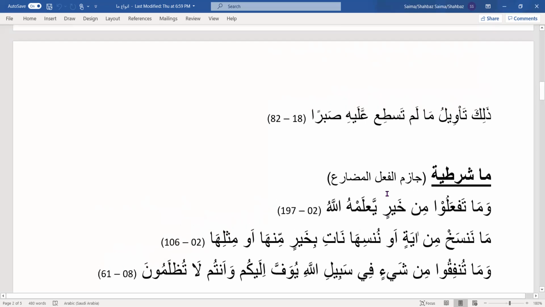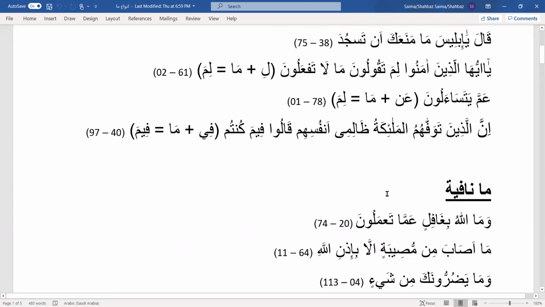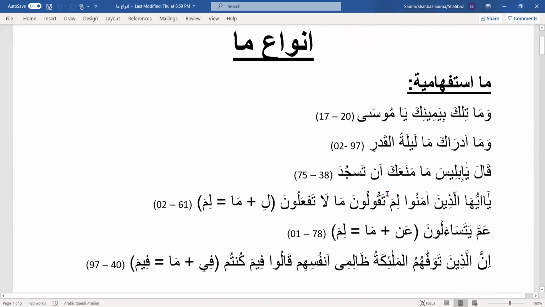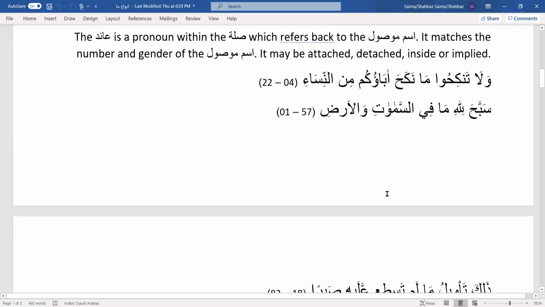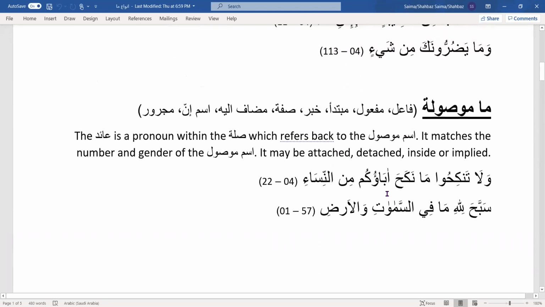Okay, so it's 28 minutes after 10, so I will stop here. So we discussed how many types of ma here? 3 types of ma: ma istifhamiyah, ma nafiya and ma mausulah. We have learned about these already. So if there are any questions now, we can talk about that. Otherwise, we are done with the first part.